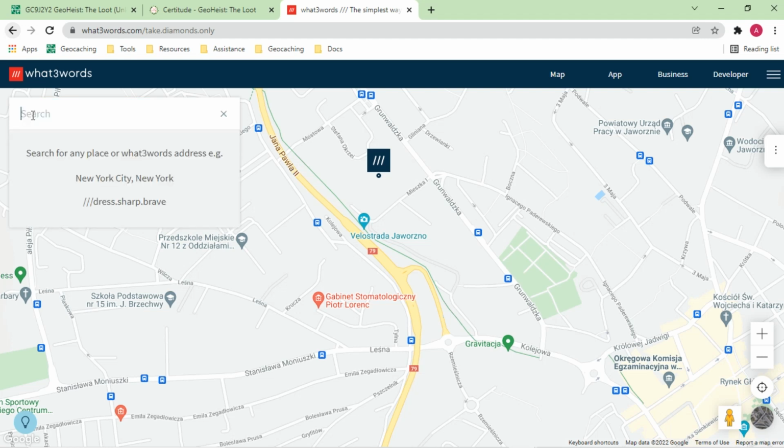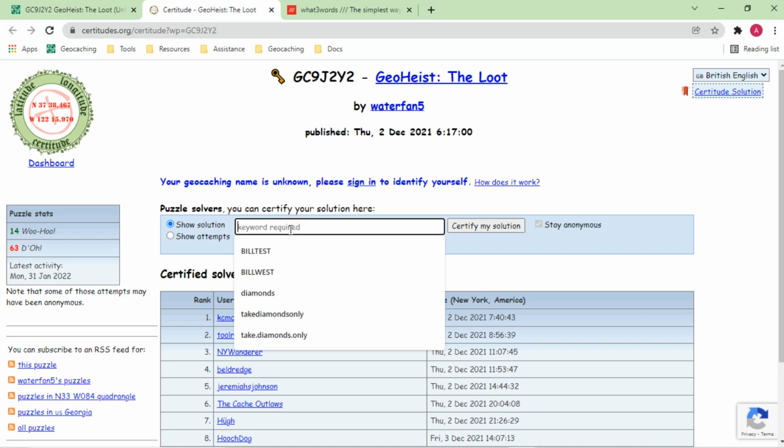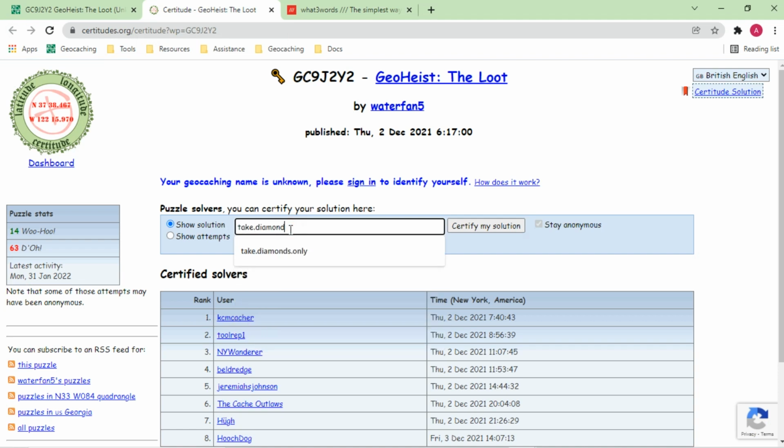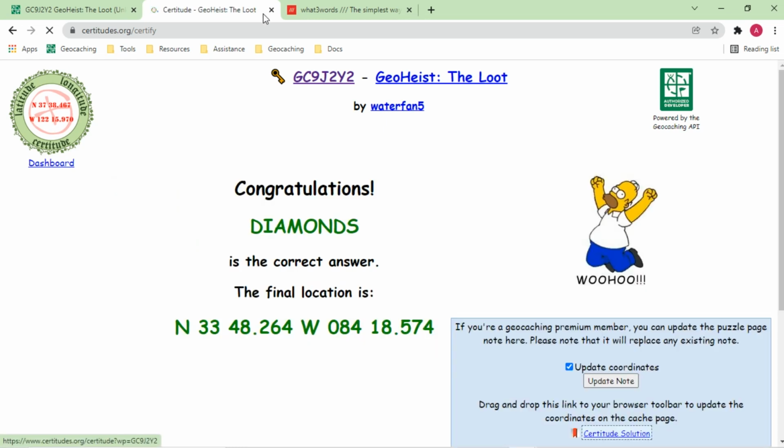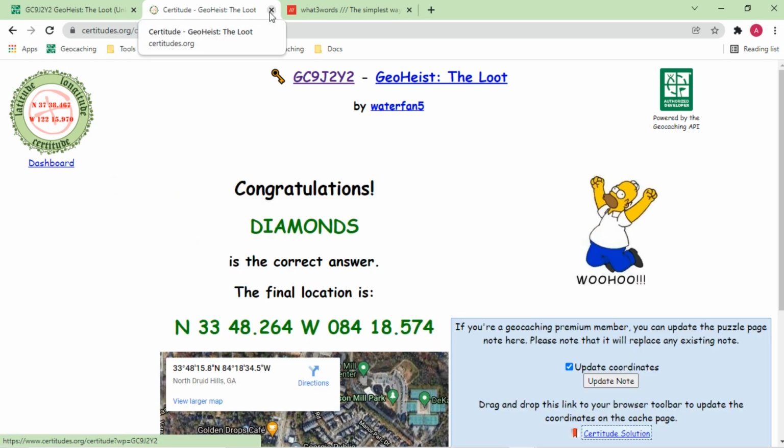So I can copy and paste, or I can just type it in. Let's go to the checker and say take diamonds only. Okay, certify my solution. And it says, sorry, that is wrong. However, it also gives me a hint: what is the loot? Oh, it must be diamonds. I can type in diamonds and it will give me the cache coordinates. It has been solved.